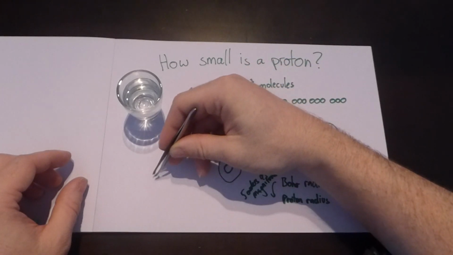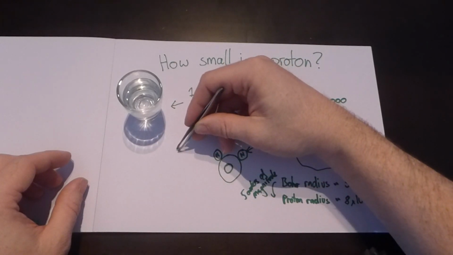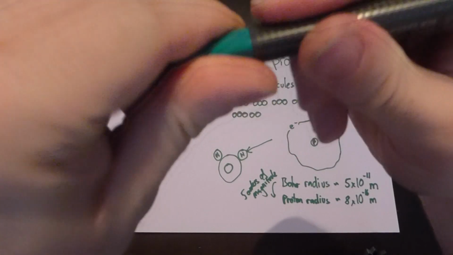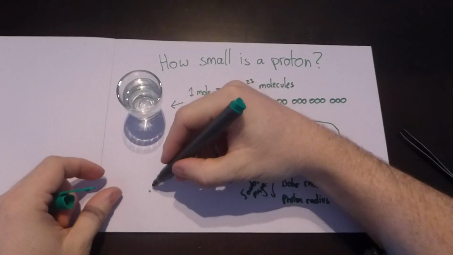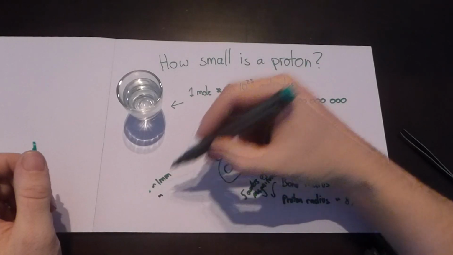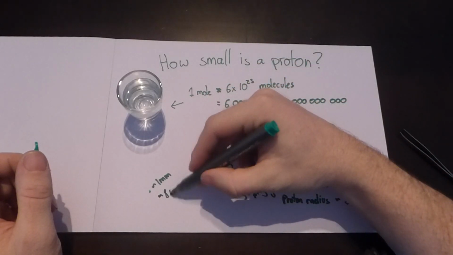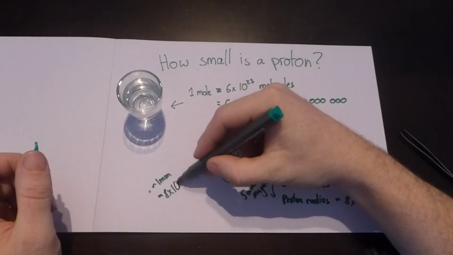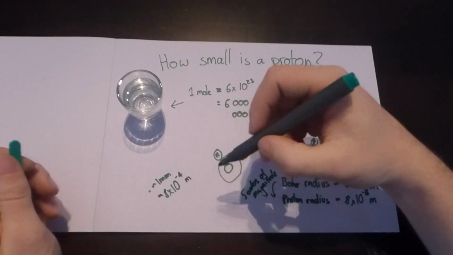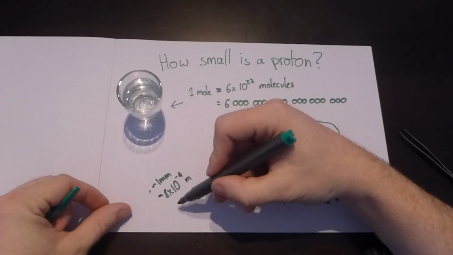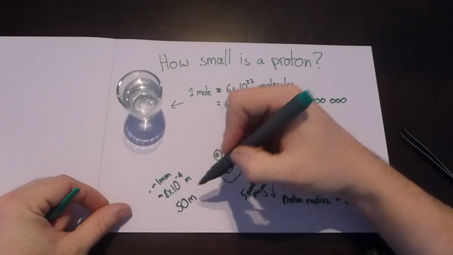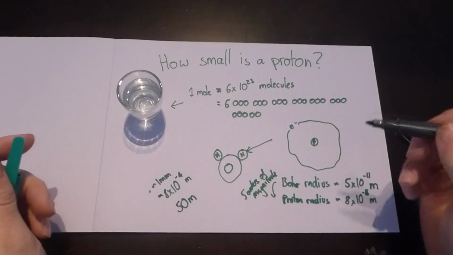So if we say that this thing has a radius of about 1 millimeter, let's say, just to really be approximate and get close to this, this would be roughly 8 times 10 to the minus 4 meters. Then, if that's the proton, the atom would need to be about 50 meters in radius.